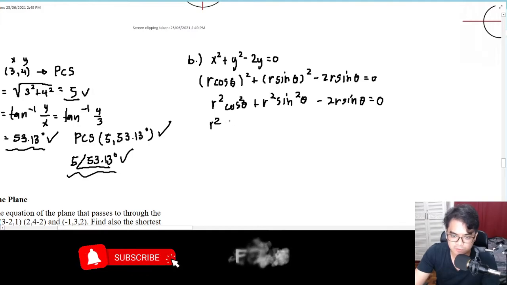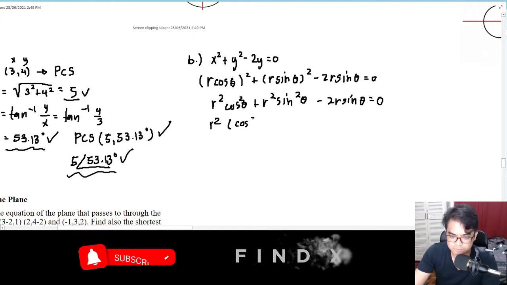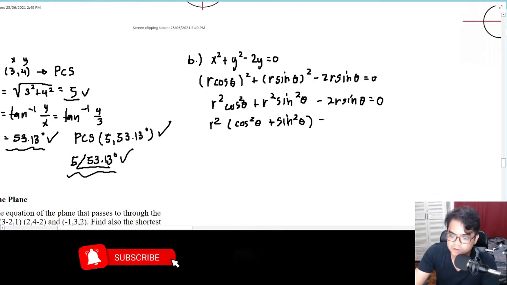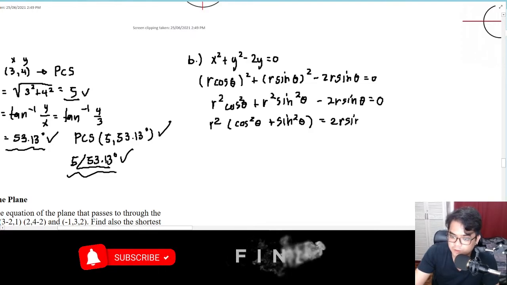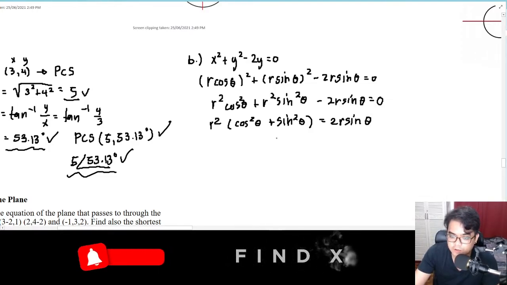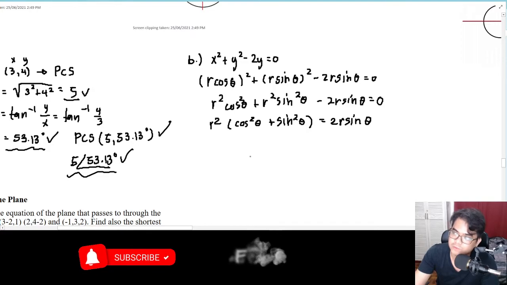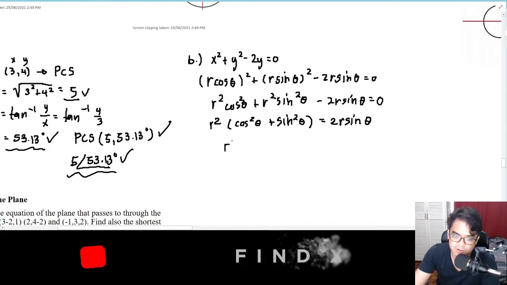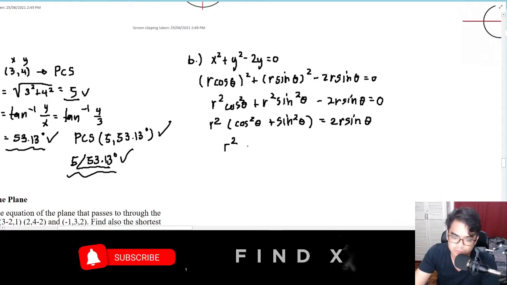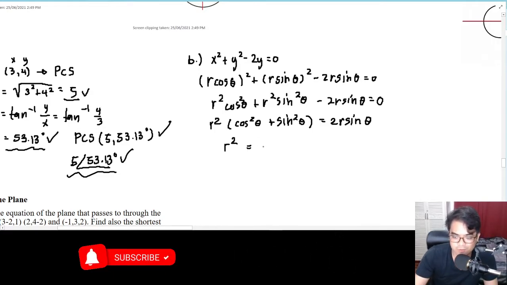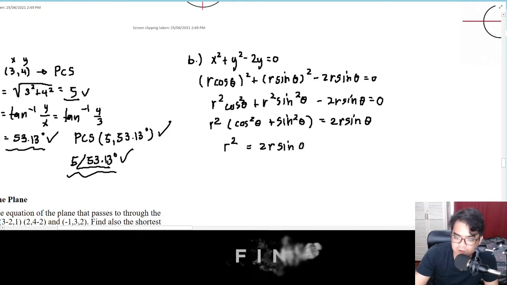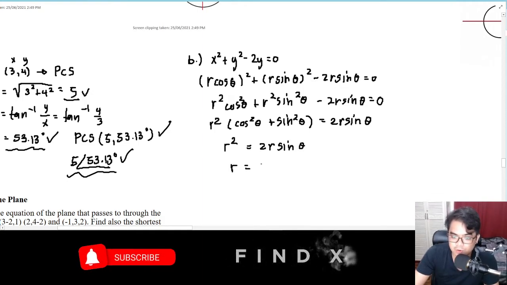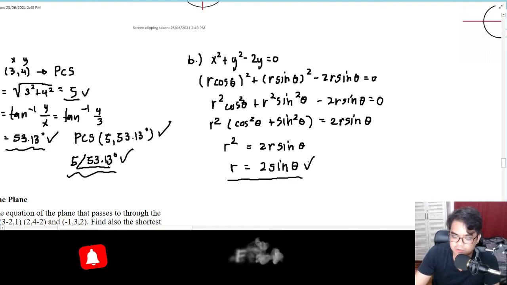If I factor out the r squared, you'll be left with cosine squared plus sine squared. Then transpose the 2r sine theta, so it will now become positive. We all know that we have an identity, cosine squared theta plus sine squared theta, that will be just equal to 1. So you will be left with r squared times 1. So 2r sine theta, and we have r on both sides. You'll have r equal to 2 sine theta. So that is now a polar equation. That is actually a circle.